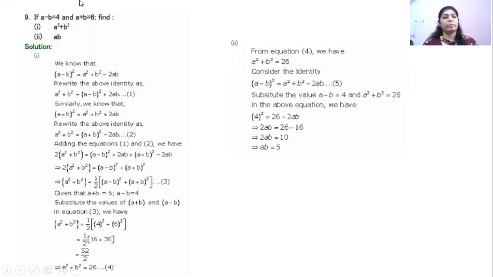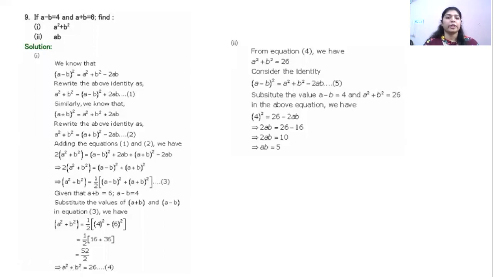Try to solve question number 8 and come to question number 9. Here, two values are given to us. This says a minus b is equal to 4 and a plus b is equal to 6. Find a square plus b square.